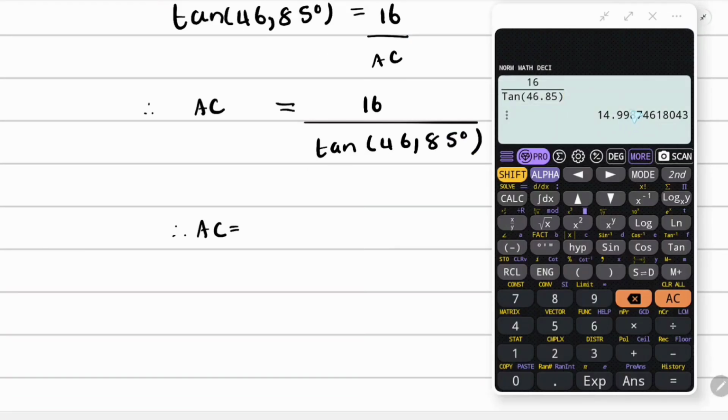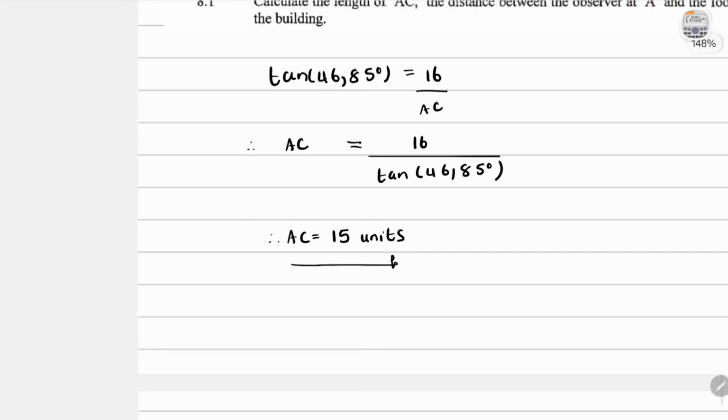And we just have to find this. So that's going to round up and add a 1 there. And so it ends up just being 15 units. And that is our answer for AC.